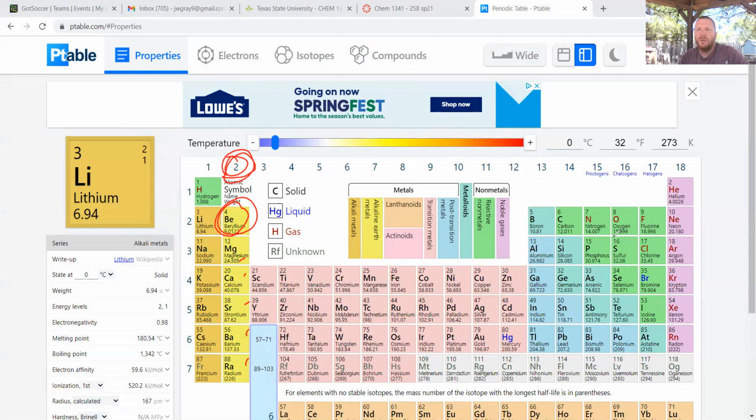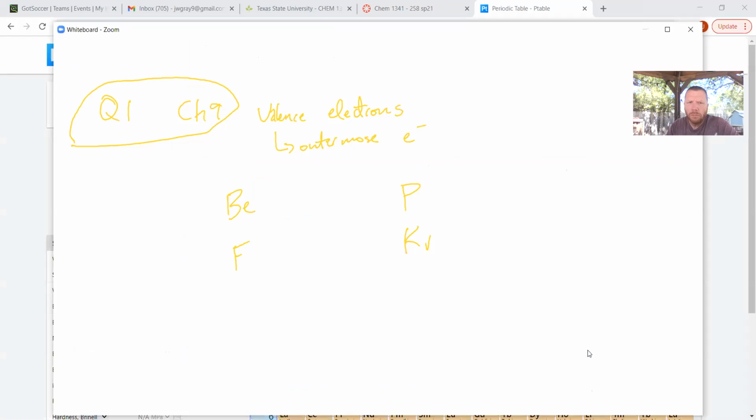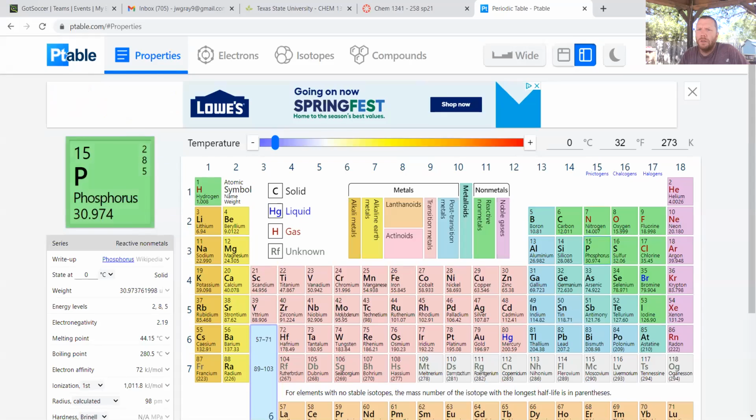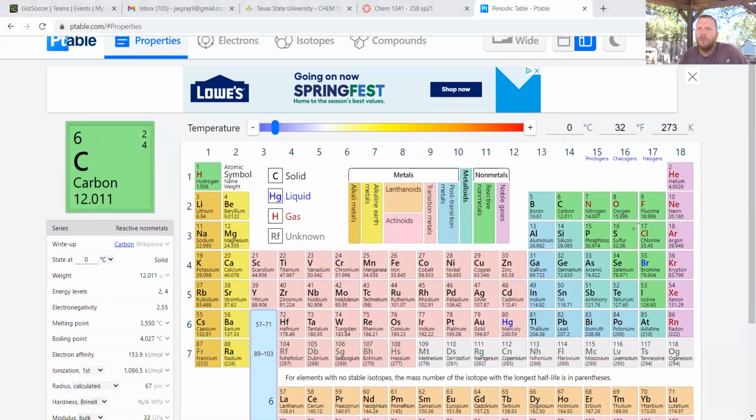Now the next question was all about phosphorus. How many valence electrons does that have? Well, let me jump back to my whiteboard. Be is going to have 2 valence electrons. Then next is going to be phosphorus. So I'll jump back to my periodic table. Phosphorus is right here. Lo and behold, there's our answer, 5 valence electrons. After that is fluorine, 7 valence electrons.